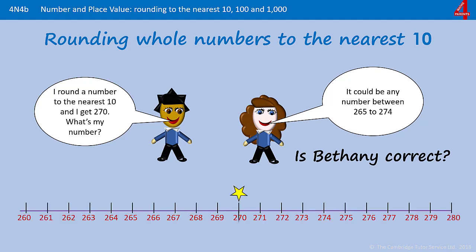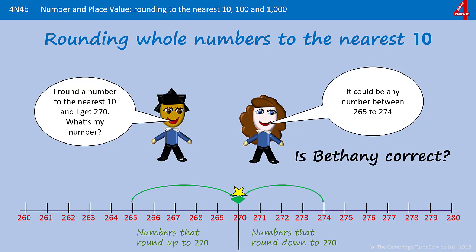270, and again we're going to look at the numbers that could be rounded up and the numbers that could be rounded down. To make 270, any number from 265 could be rounded up. The numbers that could round down to 270, the biggest one is 274. So Bethany is correct. Any number between 265 and 274, when rounded to the nearest 10, would give you 270.